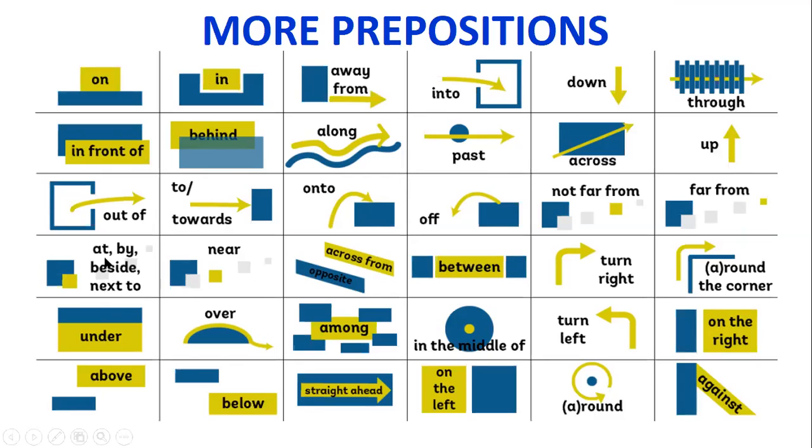Look, this position can be named with all these prepositions: at, by, beside, next to. And all of them are correct according to this object, right? Near, across from, opposite, between, turn right, around the corner, under, over, among, in the middle of, turn left, on the right, above, below, straight ahead, on the left, around, against.